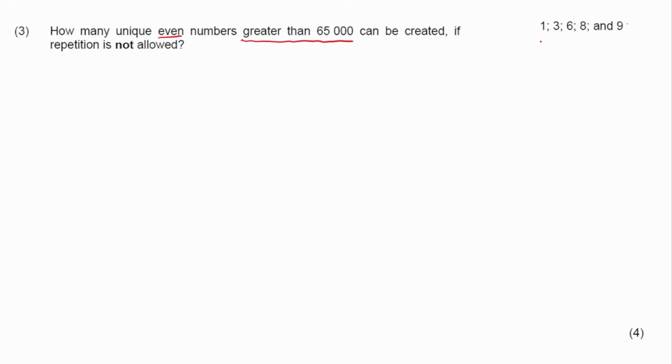And to be greater than 65,000, that's a bit self-explanatory. It just needs to be bigger than 65,000. So let's look at some options. Firstly, we can't start with a 1 or 3, because that immediately won't be bigger than 65,000. But let's say we start with 9, because any number we start with 9 will be bigger than 65,000. So let's say we start with 9, and we can end with a 6 or 8, because both of those will give us an even number.